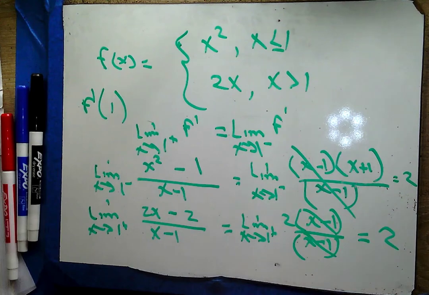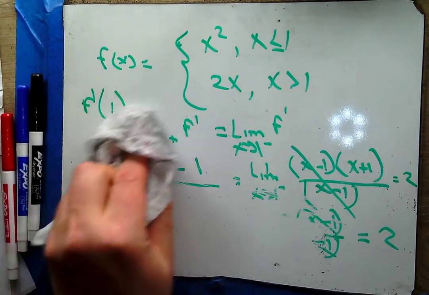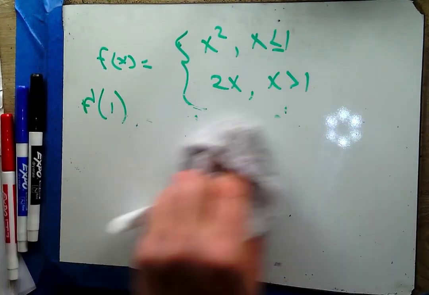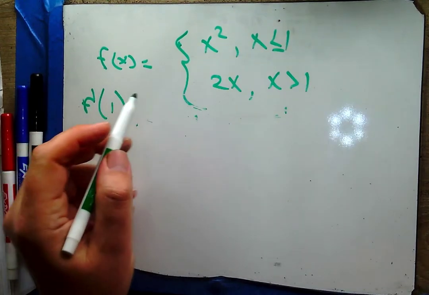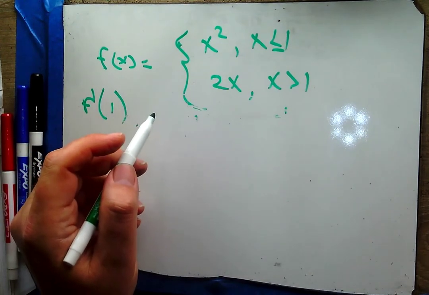And again, I get 2. So I know that the limit of the slopes is the same from both sides. So does that tell me then that the slope of f at 1 is 2? Well, no, because remember there's a second thing we need to check.